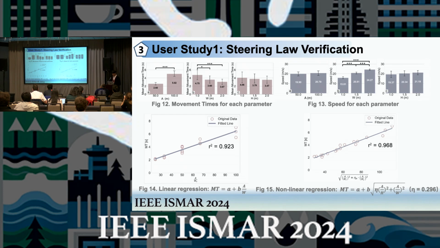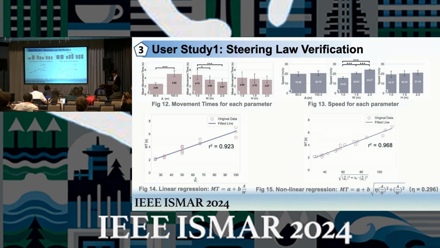Our results indicated that width significantly influenced movement time, while height showed a tendency to have an effect. We fitted both the original steering law and the Euclidean model to our data. We can see the Euclidean model performed better with an R-square of 0.968, meaning it explained 96.8% of the variability in movement time. Width had more significance than height, as supported by the eta coefficient analysis.